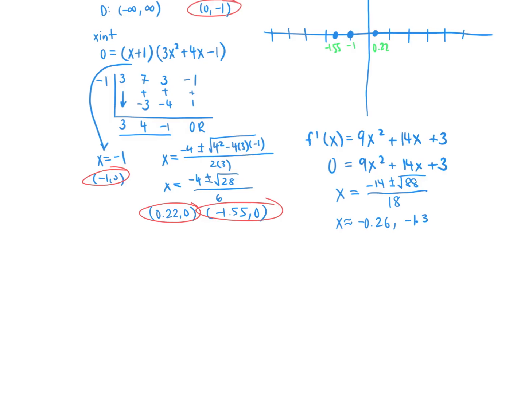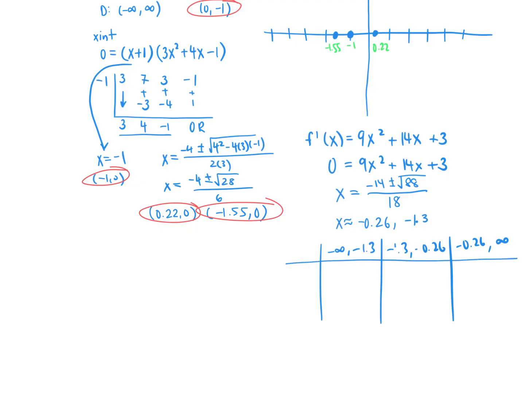Now when we're doing our first derivative test, we want to think about our domain. We're going from -infinity to infinity, and we want to use the critical points. So -infinity to -1.3, -1.3 to -0.26, and -0.26 to infinity. And we're subbing into our first derivative because we want to see if we have positive or negative tangent lines, because that will tell us if we're increasing or decreasing.